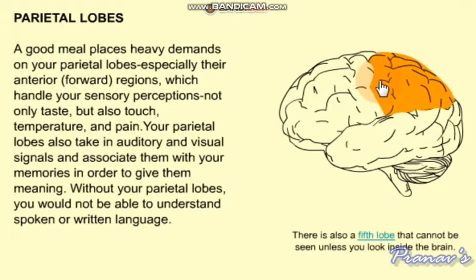Next are the parietal lobes. A good meal places heavy demands on your parietal lobes, especially their forward regions, which handle your sensory perceptions, not only taste but also touch, temperature, and pain. Your parietal lobes also take in auditory and visual signals and associate them with your memories in order to give them meaning. Without your parietal lobes, you would not be able to understand spoken or written language.